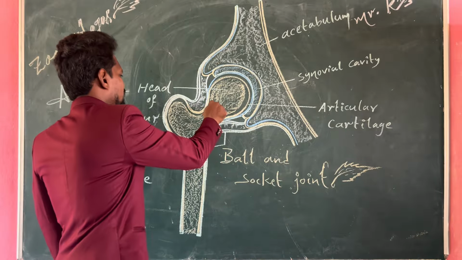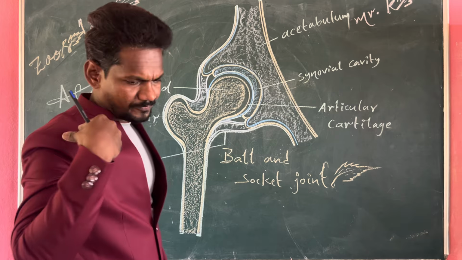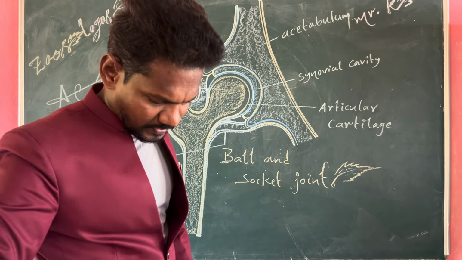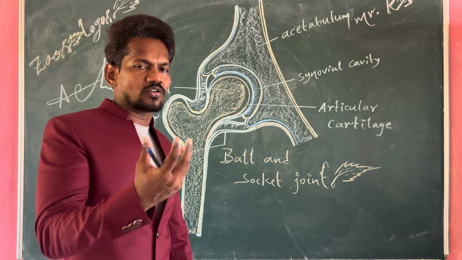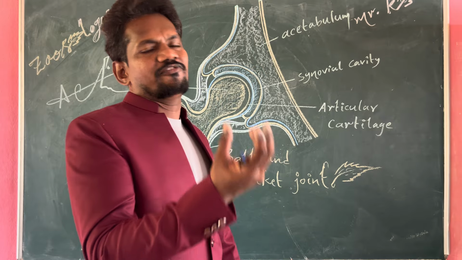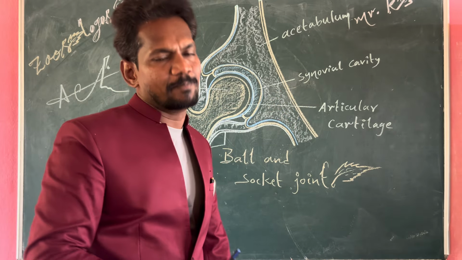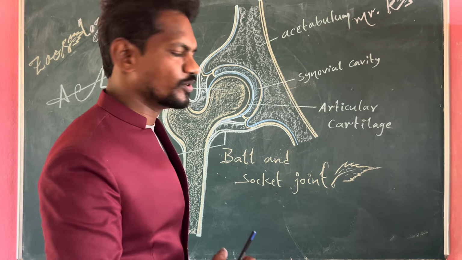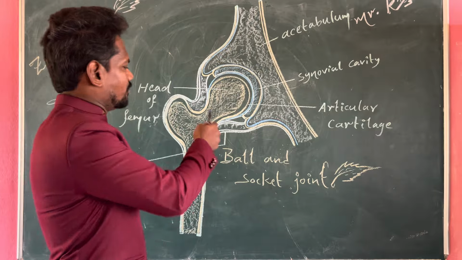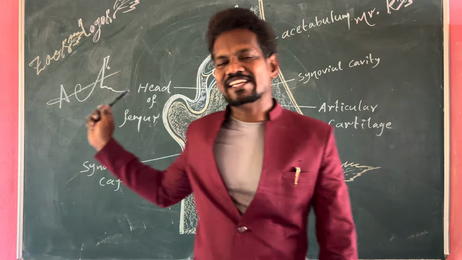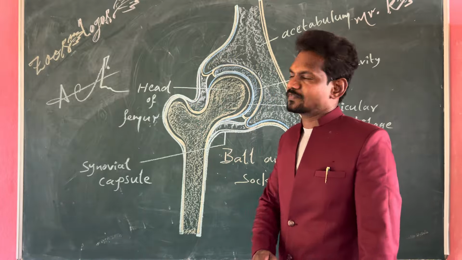This type of joint commonly we can observe here: shoulder and also hip region, head of the thigh bone fixed at the bone of the hip. There also we can observe this type of ball and socket joint. It is a type of synovial joint.